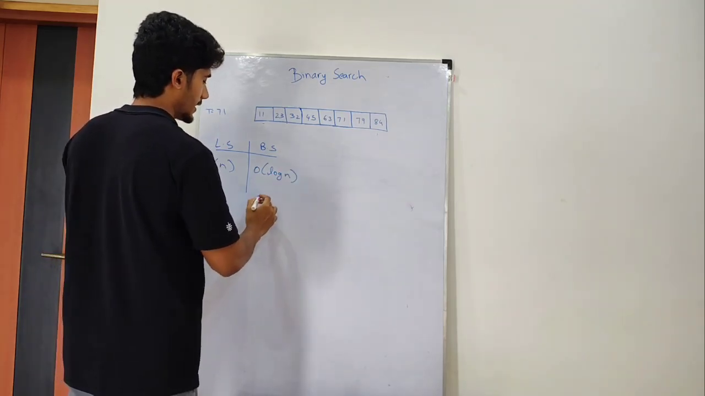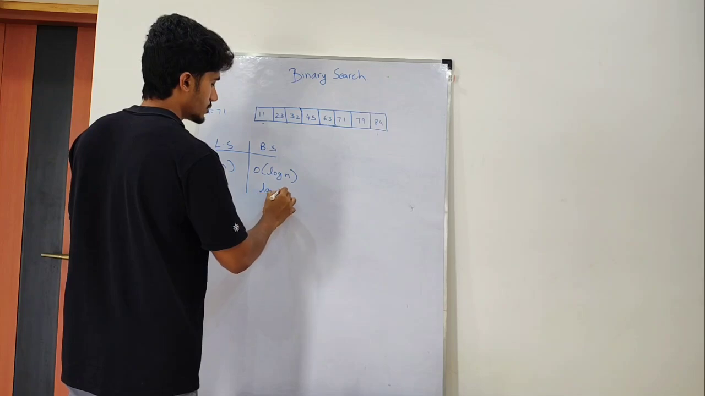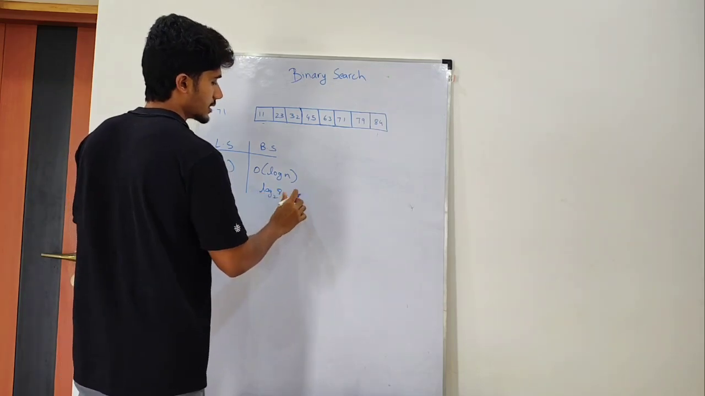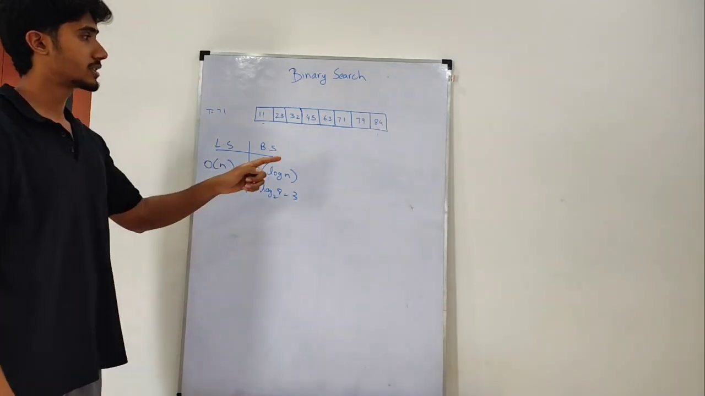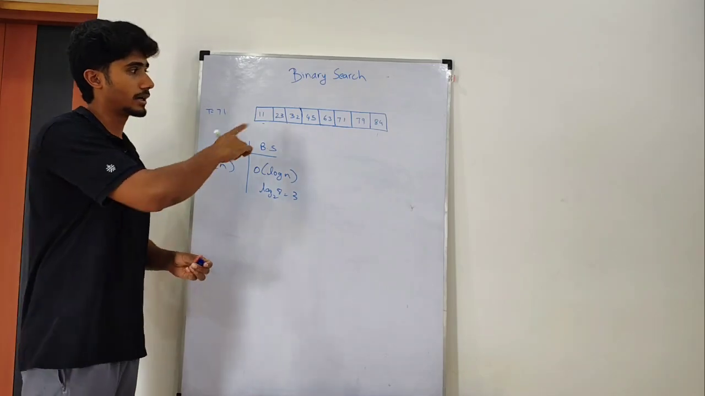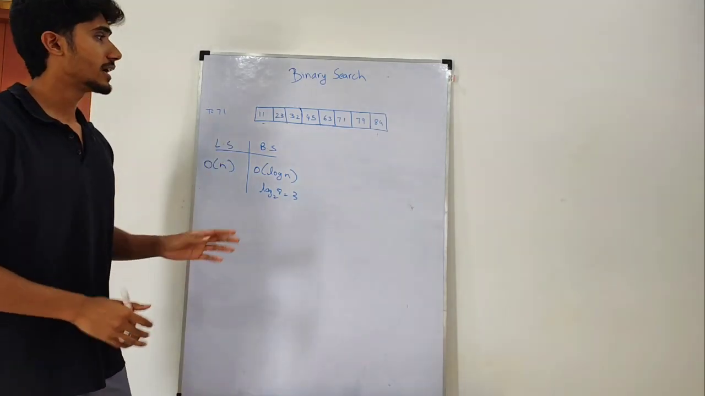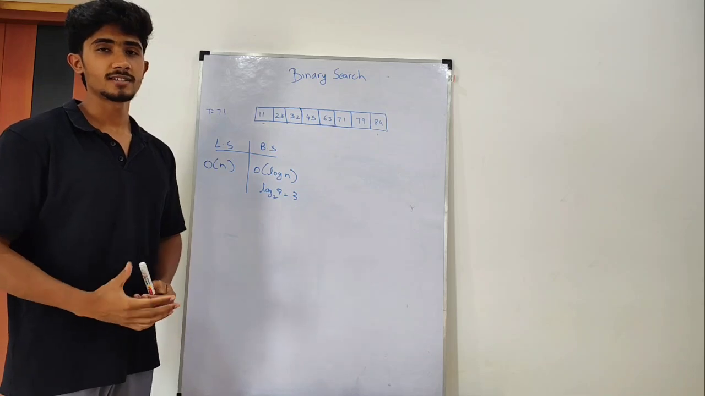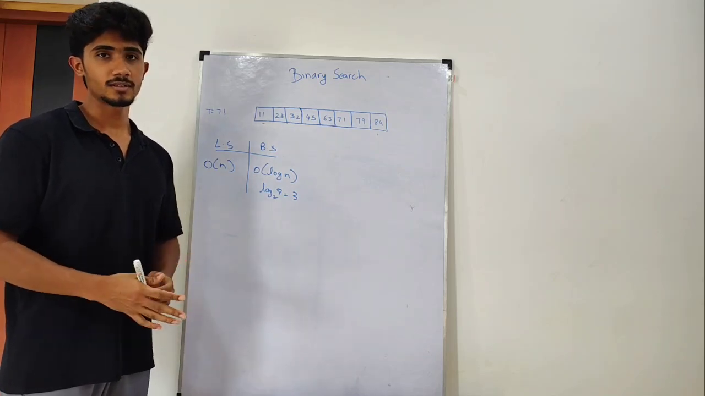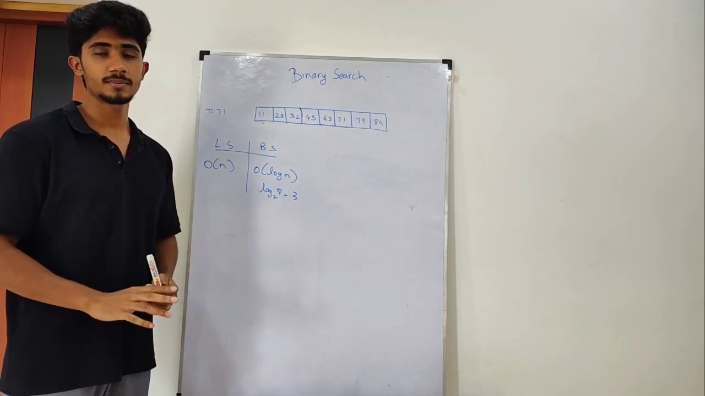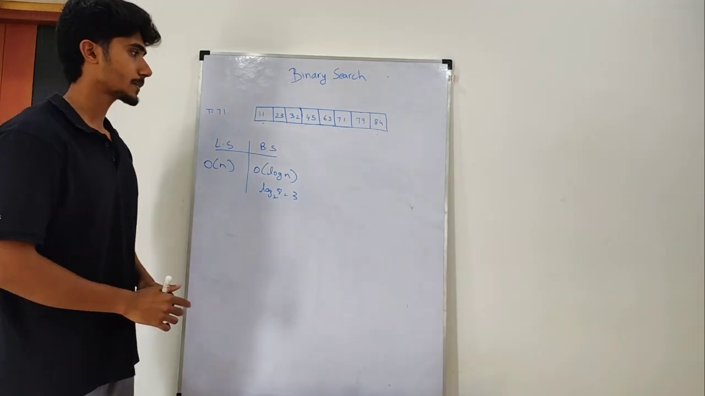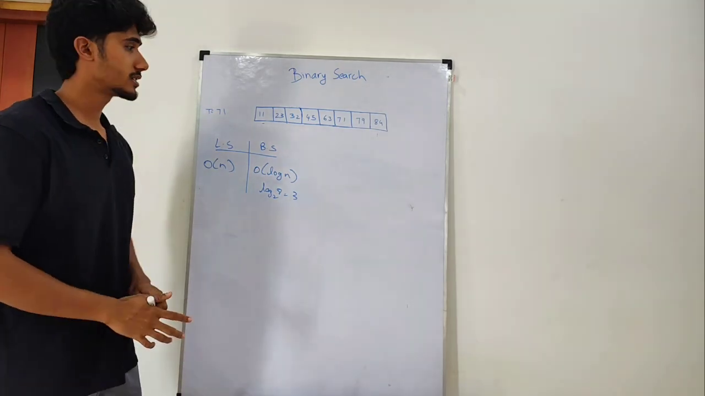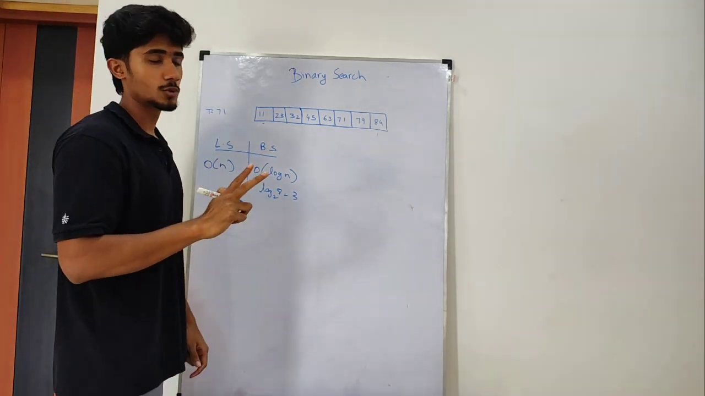In our case, n is 8. So log 8 to the base 2 is 3, the maximum number of steps to search an element in an array of size 8. As the array size increases, binary search becomes more efficient. An interesting fact is that for an array of 1 million elements, binary search takes just 20 steps to find the target element. But to use binary search, we need two constraints to be met.